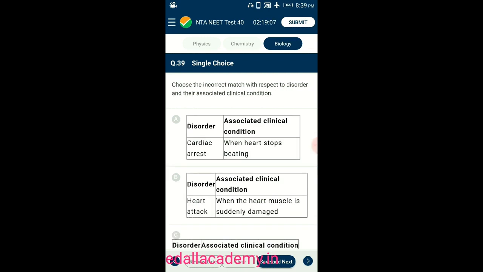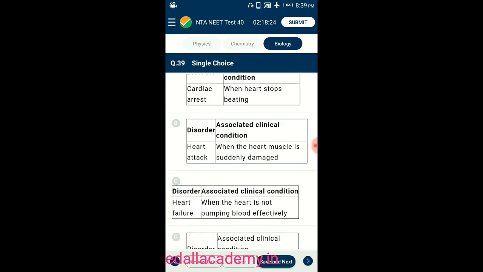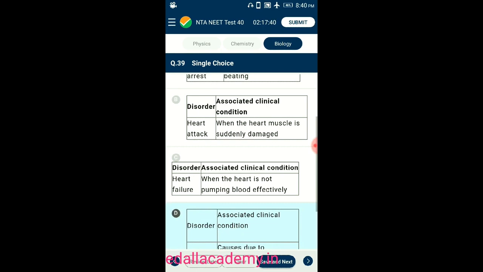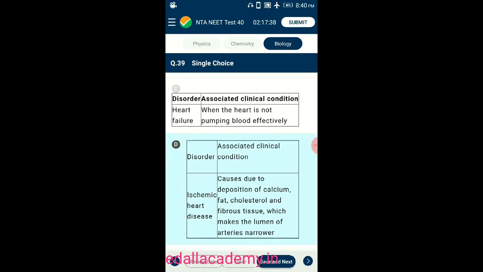Question number 39. Choose the incorrect match with respect to disorder and other associated clinical conditions. Here four different types of disorders are given. Ischemic heart disease is characterized by discomfort and chest pain due to the lack of blood supply to the heart, especially at times of excitement or exhaustion when the heart requires a greater amount of blood. So the answer for this question is option D. Among the given four disorders, the incorrect one is option D.